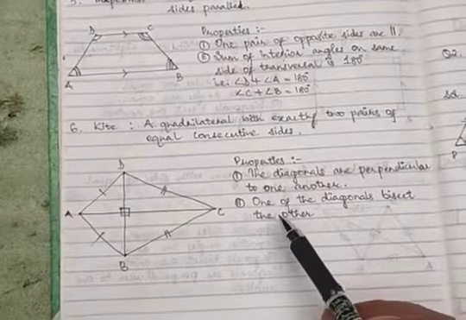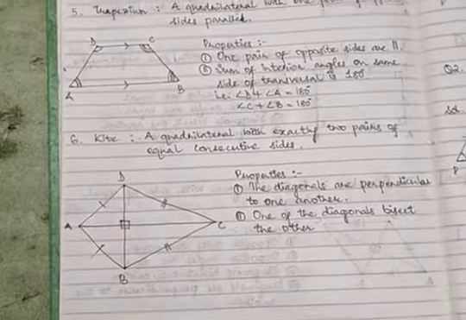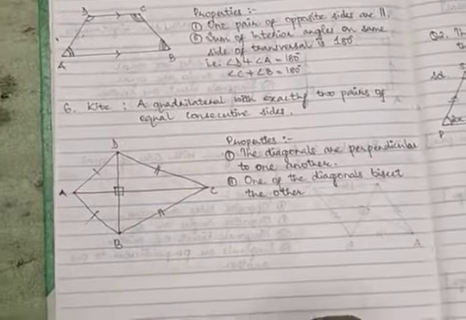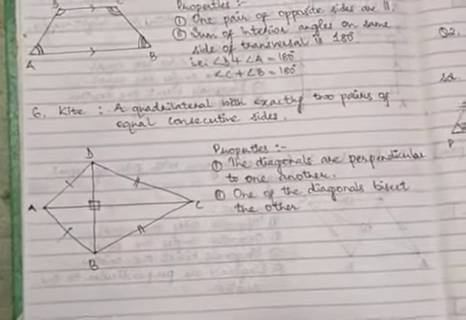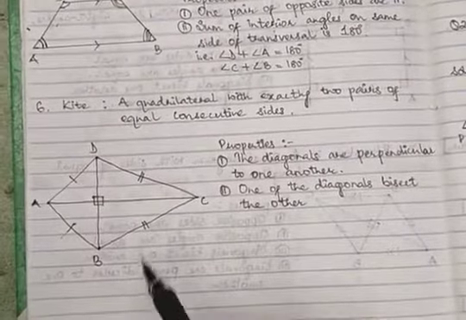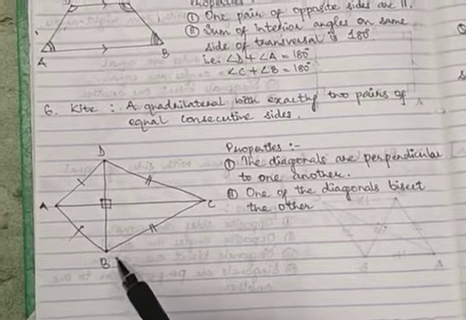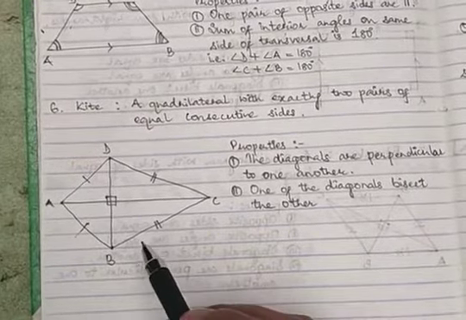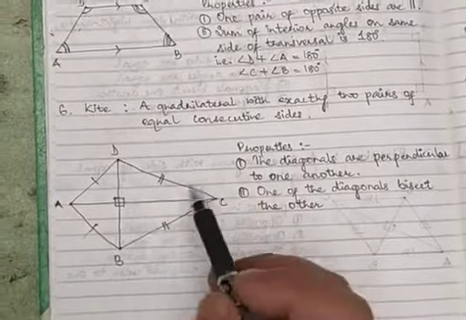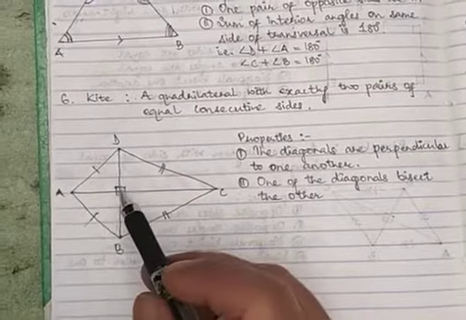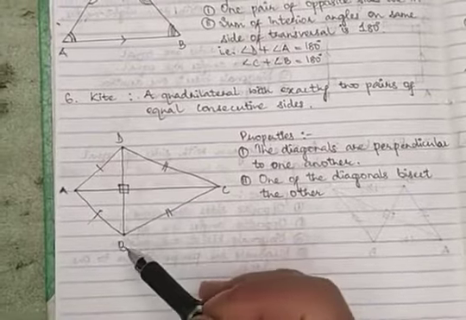Now the second property here is that one of the diagonals bisects the other. What does the term bisect mean? Bisect means it divides equally into 2 equal halves. So just by looking at the figure, you can figure out which one is bisected. It's simple. The line DB is bisected. We cannot say AB is bisected because, see, from here to here and from here to here, how can they be equal, just by looking at the figure?